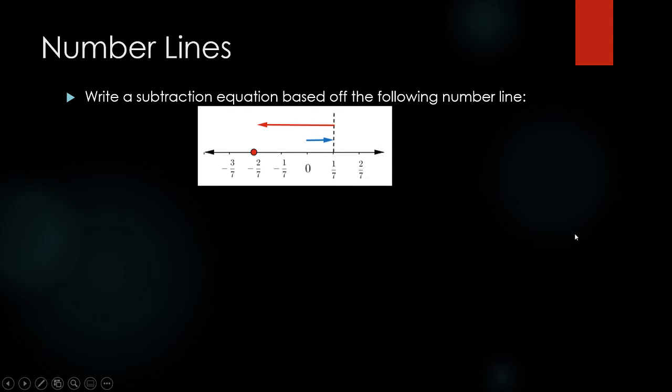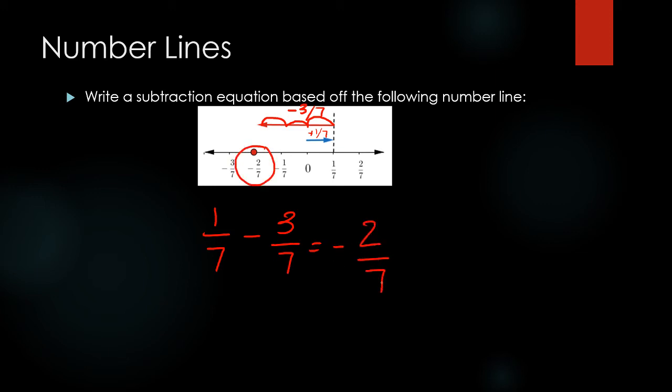All right, here we have a different one. Remember, start at 0, so I'm going from 0 to positive 1/7. So I'm increasing positive 1/7. So 1 over 7 is going to be my first number. From 1 over 7, I'm going all the way back to negative 2 over 7. So I'm going 1/7, 2/7, 3/7. So I'm moving back 3/7. And I'm ending at negative 2 over 7.